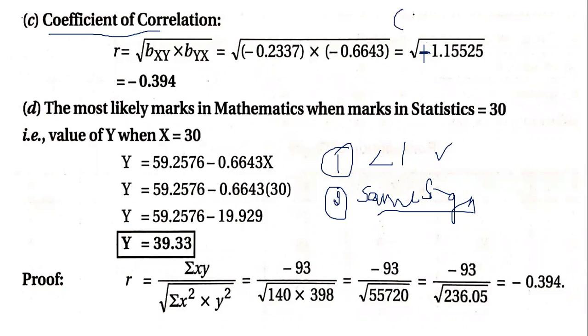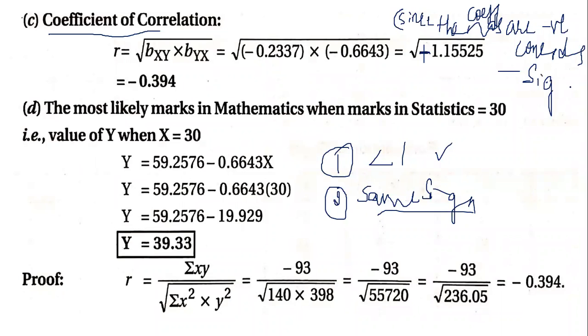Write a note saying, since the coefficients are negative, consider the minus sign. You can give a note like that, and then find the value of the square root of 1.11525, and you get 0.394. Now for this you just put that minus sign before.